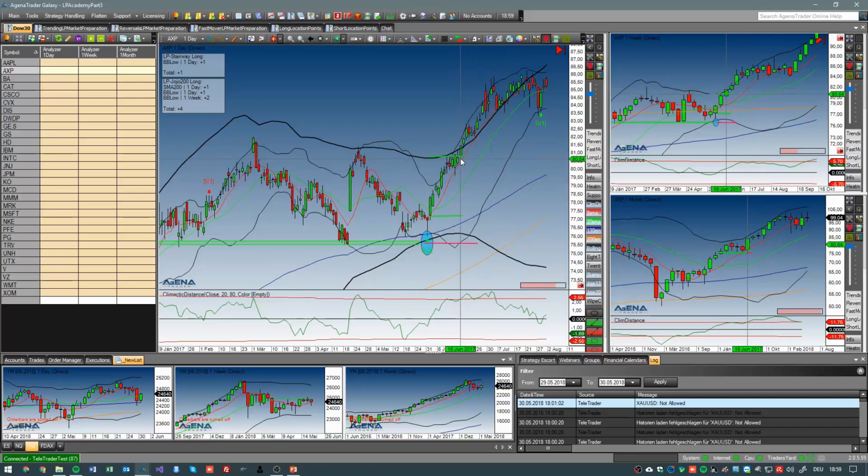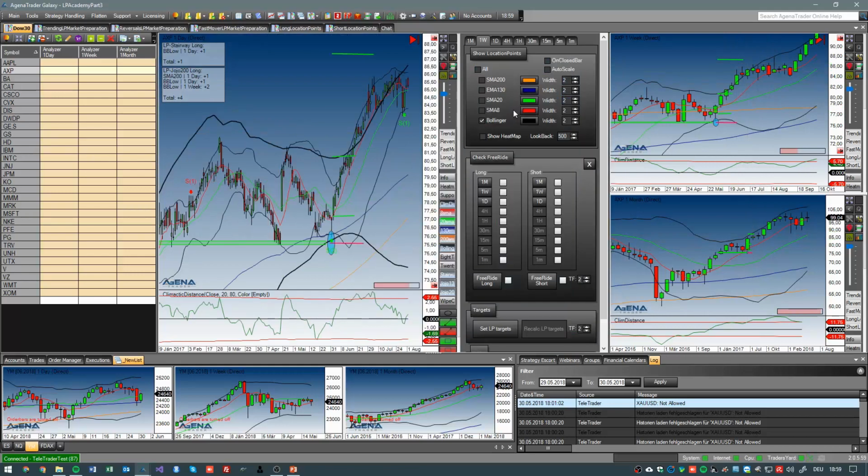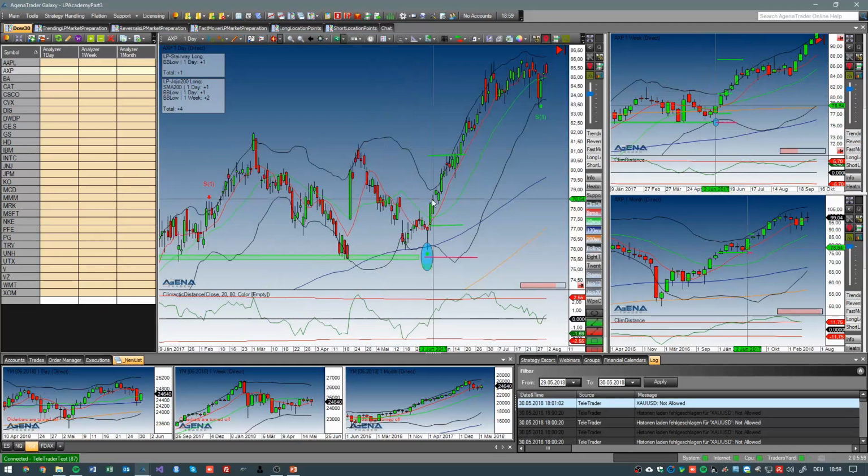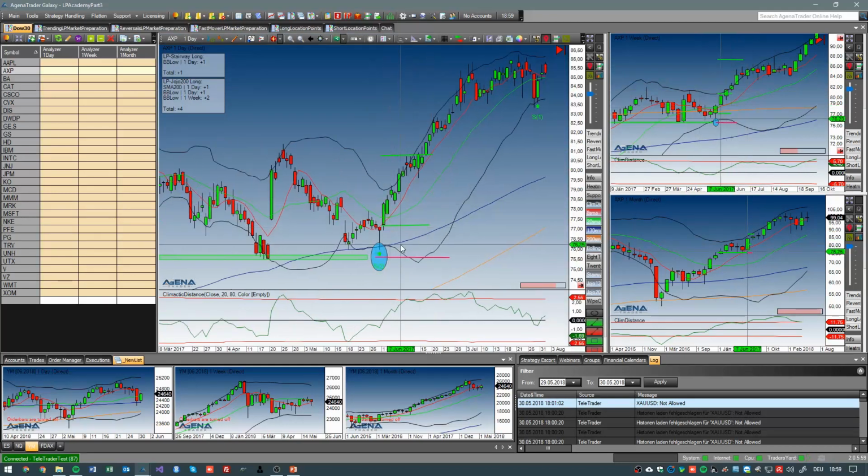So we have one target here, for example, the second one, somewhere here. What happens now? I will disable this here. So basically the trend is starting to go quite nicely in our direction. That means somewhere here we will place at least our break-even stop.